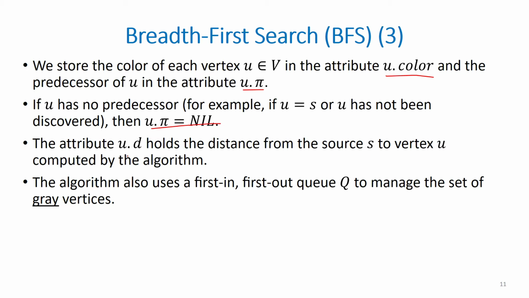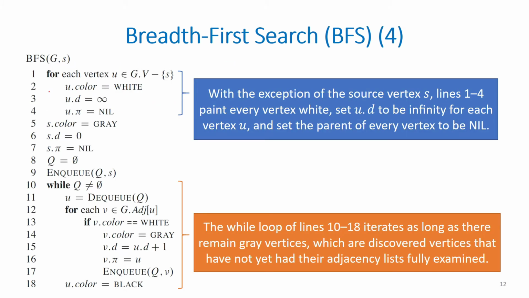The third attribute is U.d. This holds the distance from the vertex S to the vertex U, which is calculated by BFS. BFS uses a queue, denoted by Q, to manage the gray-colored vertices. Let's look at the pseudocode to understand it better. The BFS pseudocode is composed of two loops. The for loop is responsible for initialization. That is, it sets the color of all vertices to white, their distances from the vertex S to infinity, and their predecessors or parent nodes to nil.